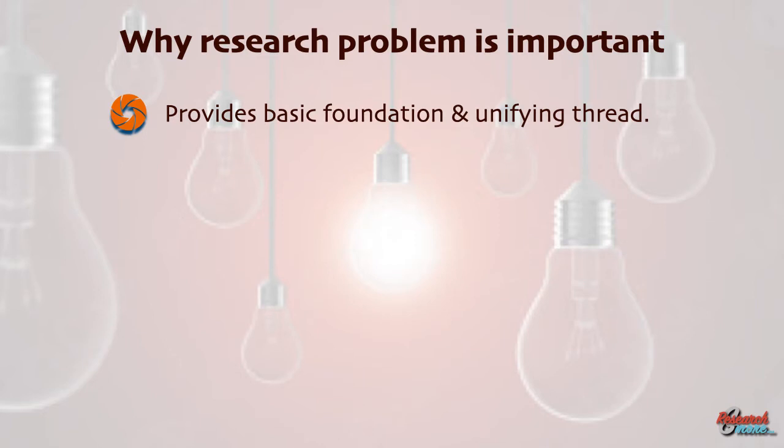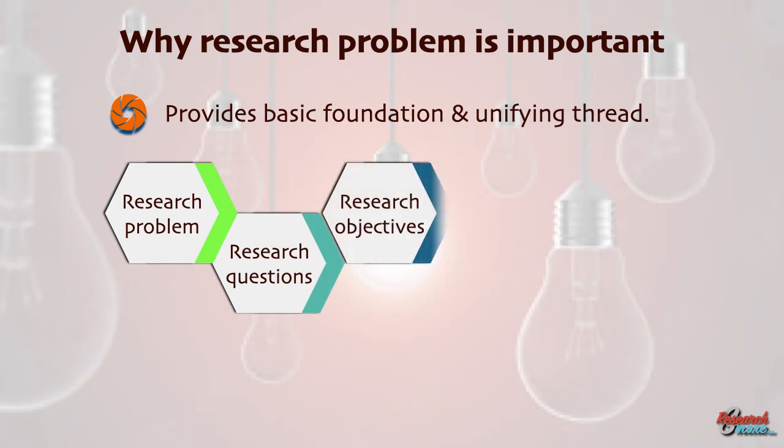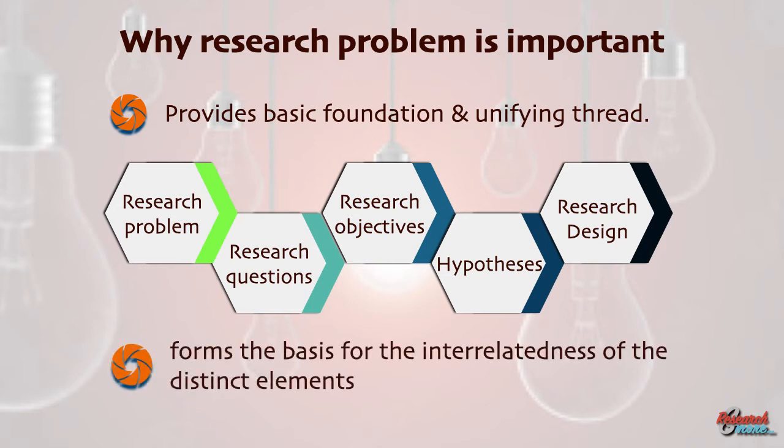For example, a well-defined research problem would naturally lead to relevant research questions and objectives, provide convincing arguments in hypothesis development, and guides the appropriate selection of research design, which means the research problem forms the basis for the interrelatedness of the distinct elements such as research questions, objectives, hypotheses, methodology, findings, and conclusions found in research.